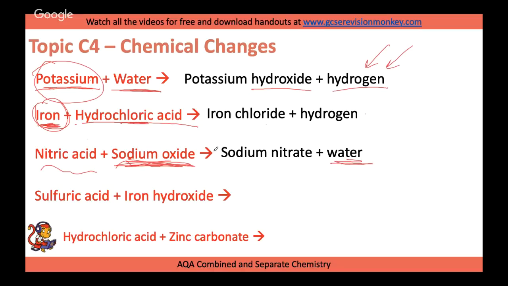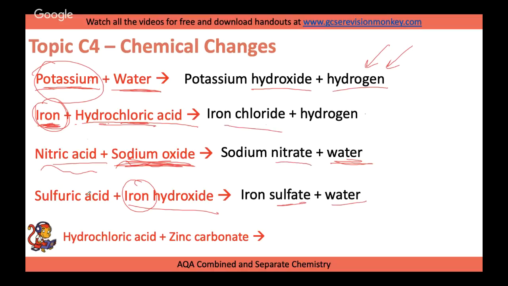Okay, so this is a neutralization reaction. The one below, iron hydroxide plus sulfuric acid, would make iron sulfate. And again, because it's iron hydroxide and not just iron, it would make water. Sulfate, because it's sulfuric acid. So look here, hydrochloric acid makes chloride, nitric acid makes nitrates, and sulfuric acid makes sulfates.